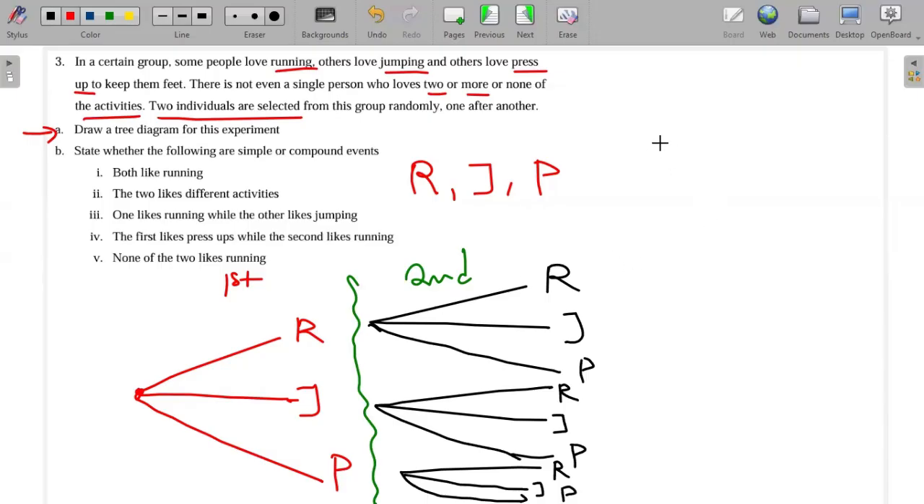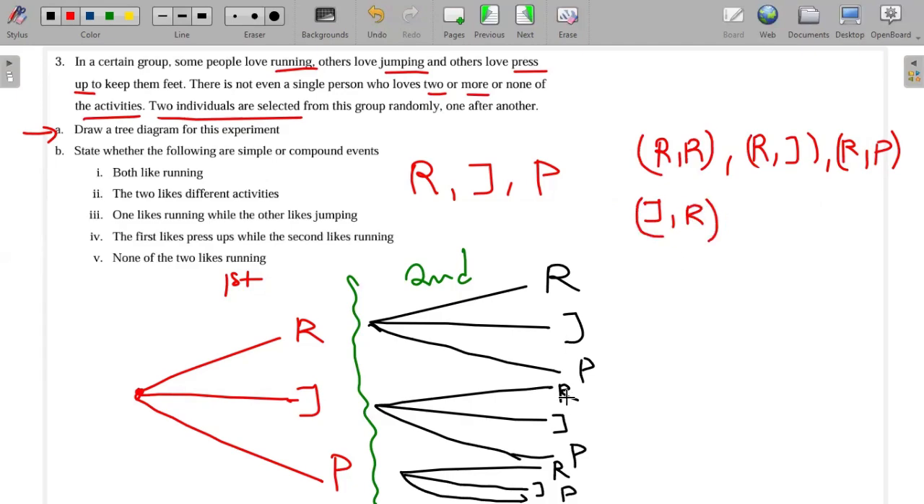So the sample space here will be: I either get two who love running, or I get the one who loves running and the jumping, okay? Or I get the one who loves running and the press ups. Or I can get the one who loves jumping and then running, okay? There, or jumping and jumping. So I write jumping and jumping, or it can be jumping and then press ups. I think we need this on part B, so it's good that we've stated it.